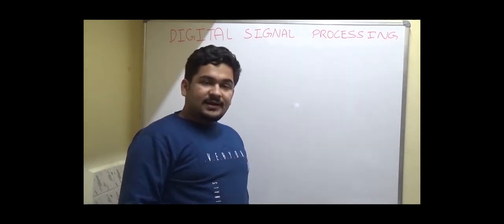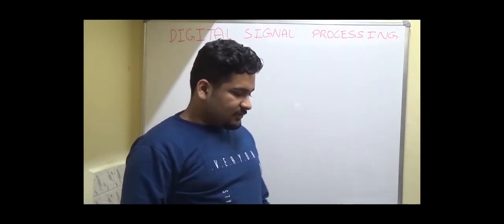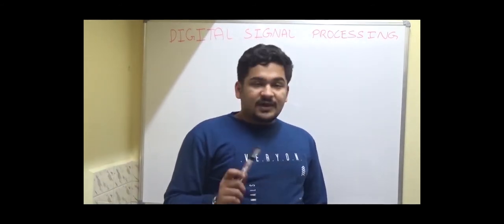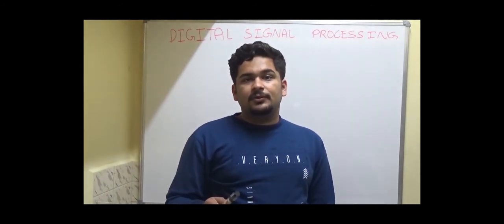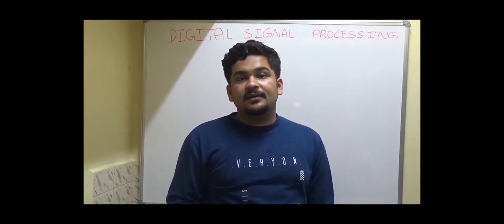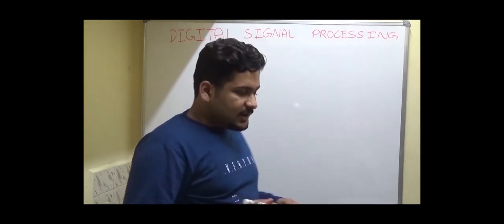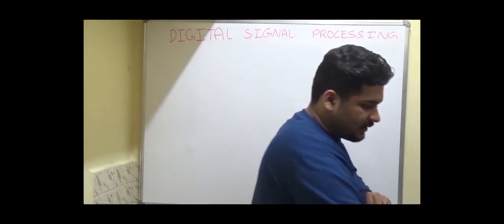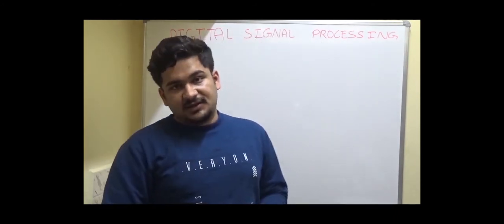I will be solving the first problem in this play series using DFT. Let us see the first problem. The first problem goes like this: if x of n is equal to 1, 2, 2, 1, then find the DFT. So let us see what they have given and how to find it using the DSP formulae.